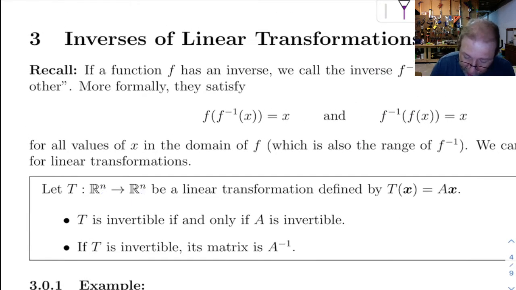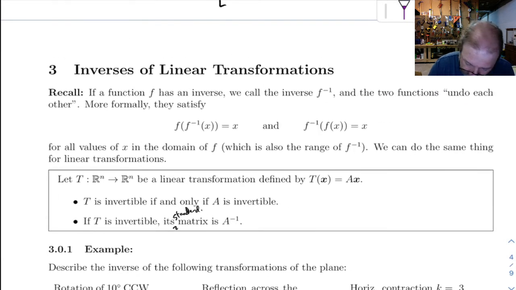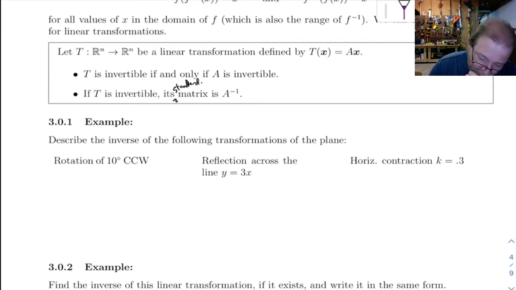T is invertible if and only if the matrix that goes with it is invertible. And if T is invertible, then its standard matrix is A inverse. So let's look at a few examples. It says describe the inverse of the following transformations of the plane.